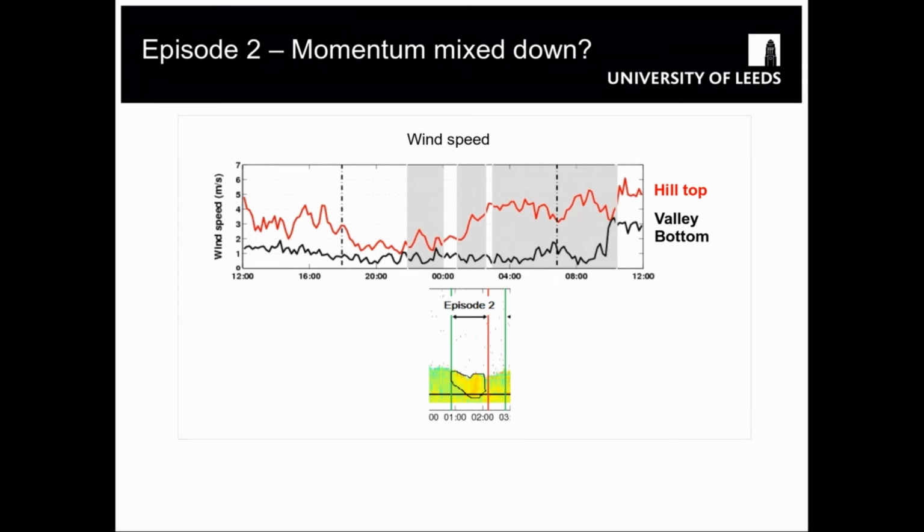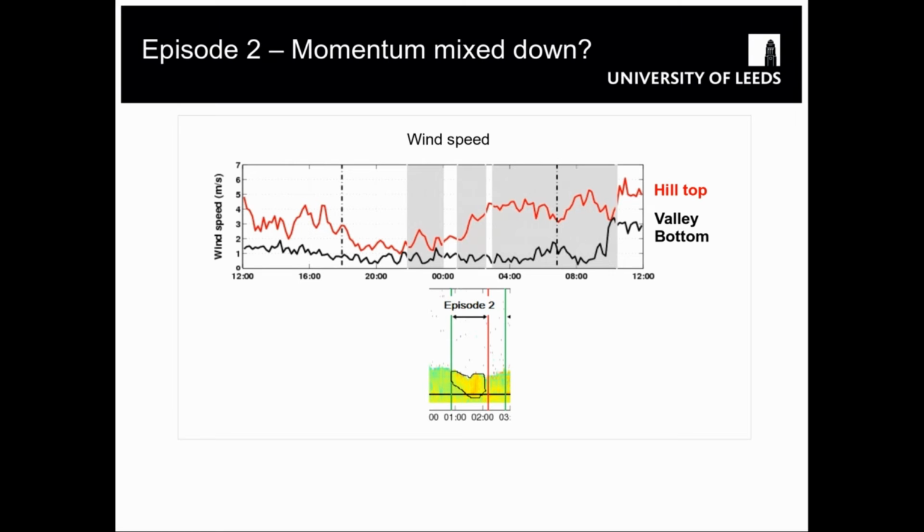Episode 2 then. This looks less like wave activity. As I said, we don't have those changes in vertical velocity. Instead, we've got this patch of vertical velocity that seems to be moving down, higher vertical velocities moving down towards the surface. So this looks more like something mixing down from aloft towards the top of the cold pool.